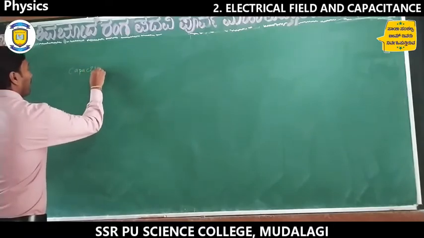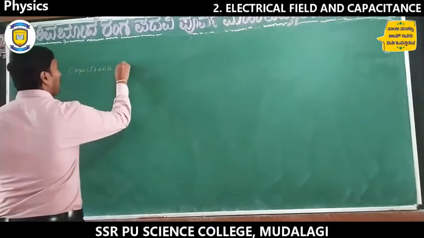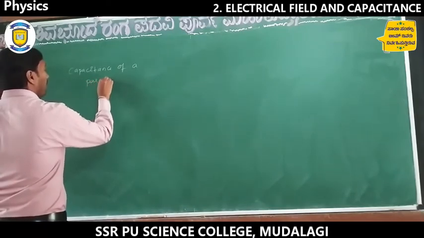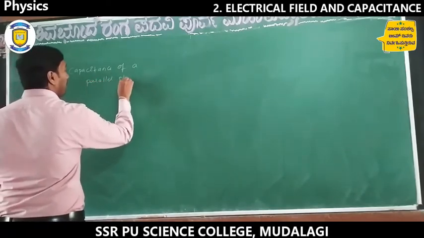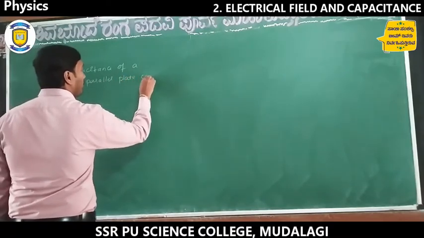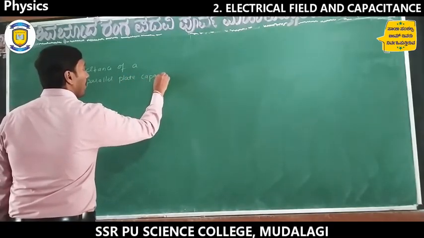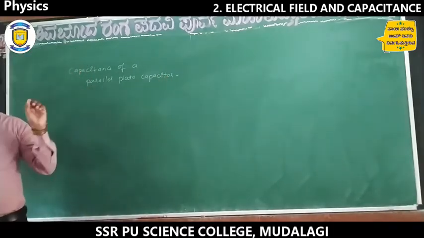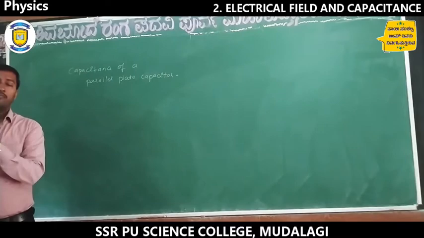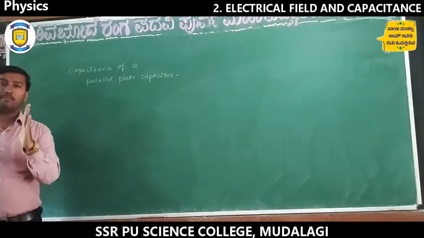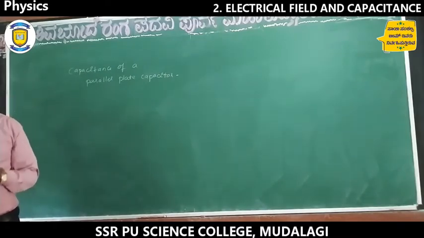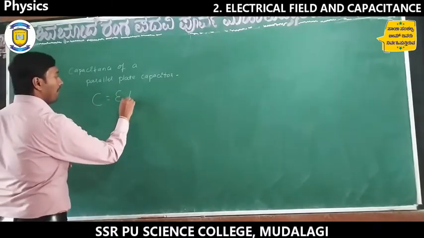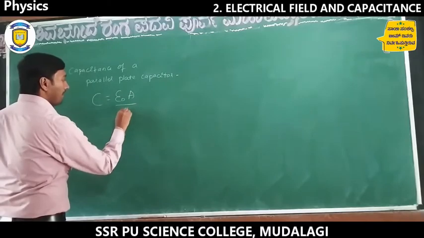Of a parallel plate capacitor. What is a parallel plate capacitor? A parallel plate capacitor means the two plates are separated by a small distance. One plate has the positive charge and another plate has the negative charge. The capacitance of a parallel plate capacitor is epsilon naught A by D.